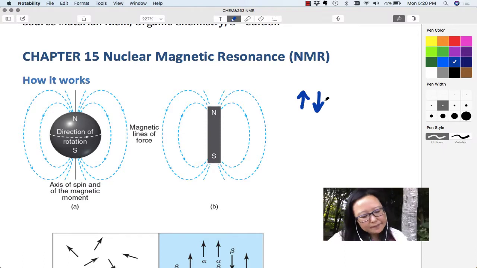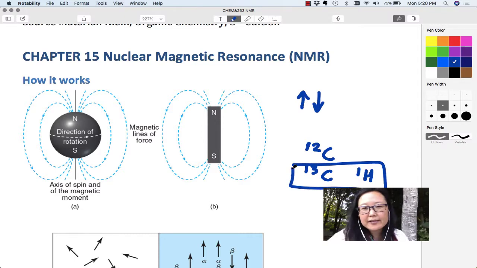Now, it turns out that when you have isotopes that have even numbers, like carbon-12, they tend not to have a spin, but nuclei with odd mass numbers do have a nuclear spin. And so the isotopes that we usually study are carbon-13 and hydrogen-1, but we also have other choices for isotopes as well, phosphorus, sulfur, other elements that exhibit a nuclear spin. But these are the most common ones.